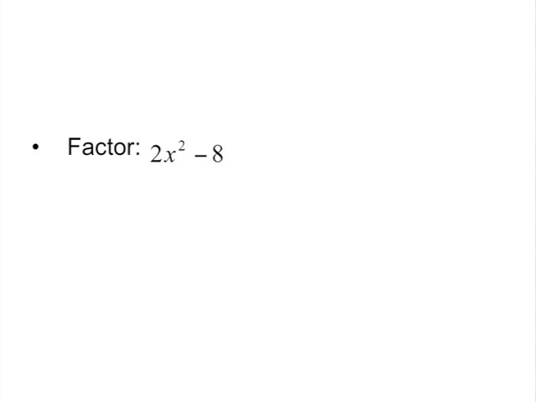Is there anything that divides evenly into both of these things? 2. So like yesterday, if that happens, we're going to put that number that divides evenly into them outside and then divide it out of them. That would leave x squared minus 4. Now we want to factor further, if possible.